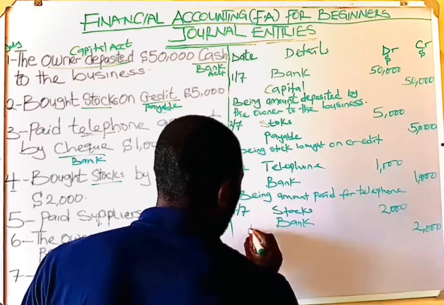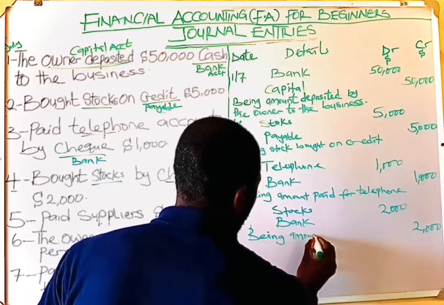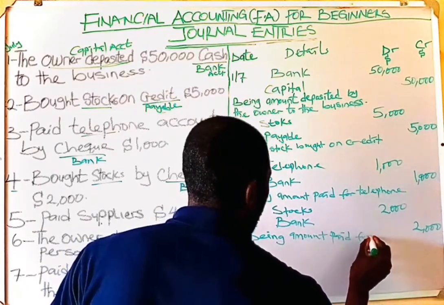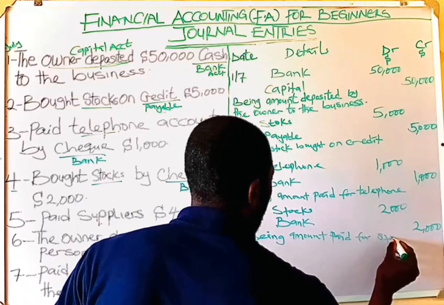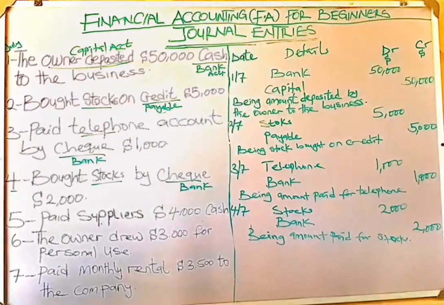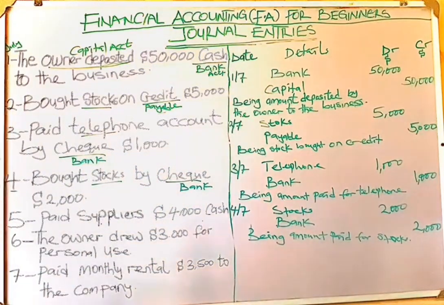Being the same thing. Being amount paid for stock. Simple as that. That is the narration. Then let's continue. Before we continue, let me pause a bit. You do this transaction, work it out. Let's see your workings. Okay. Let's compare. I will do it now. Then you compare with your workings.